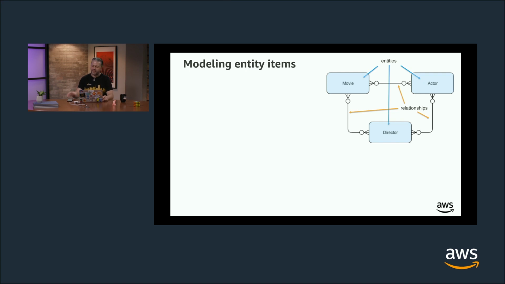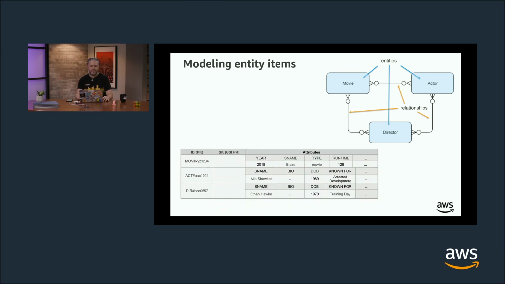Anyway, back to entities and relationships. The easiest place to start is to model these entities. This is a stab at modeling, showing a movie, actor, and director item in what will become our table and our data model. As you remember from one of the previous shows, we talked about modeling many-to-many relationships, and that takes a table and a GSI. It also takes having a partition and sort key, so that the partition and sort key are reversed between the table and the GSI.